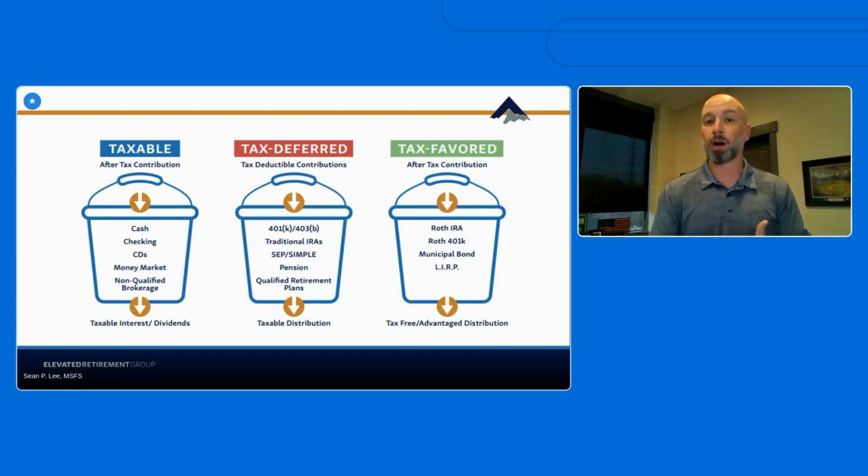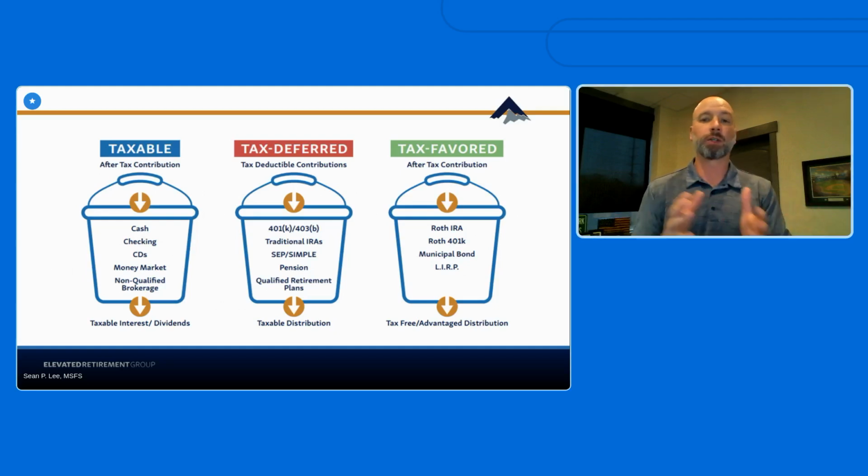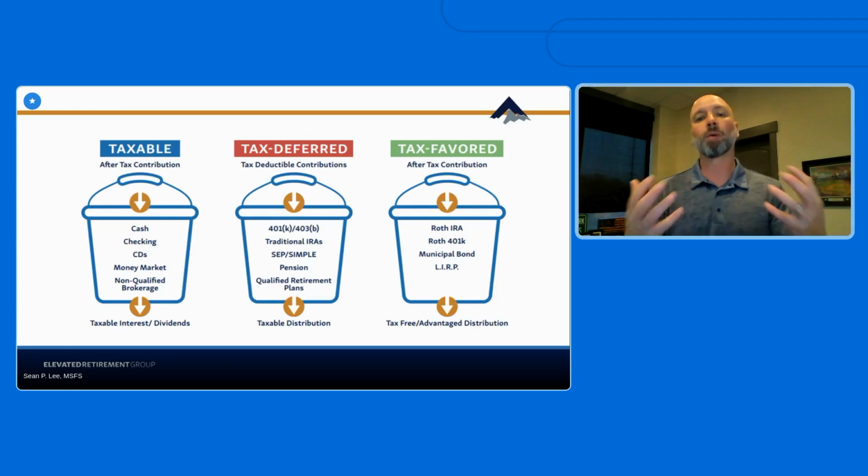Municipal bonds usually have some form of tax advantaged benefit to them. And life insurance as a retirement plan usually has some form of tax benefits attached to it as well.